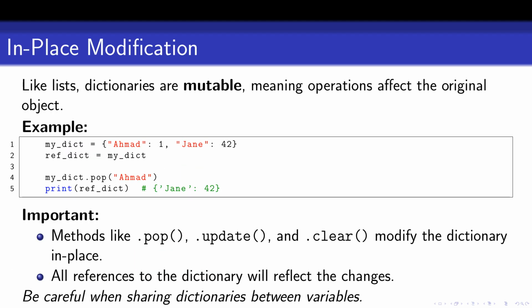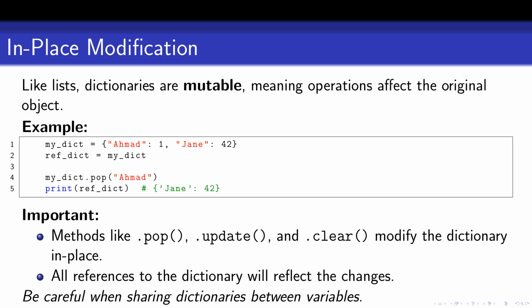Like lists, dictionaries are referenced by assignment, meaning that assigning a dictionary to another variable creates a shared reference, not a copy. If you modify the dictionary through one variable, the changes are reflected in the other. For instance, removing a key using pop on one variable will affect the dictionary referenced by the other.